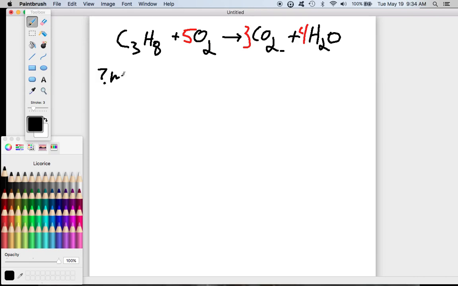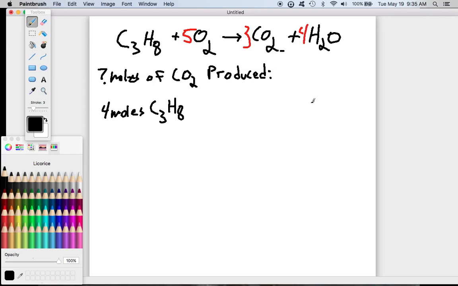How many moles of CO2 will be produced? Let's see, how many moles of CO2 will be produced from an amount, let's say 4 moles of C3H8. This is propane.